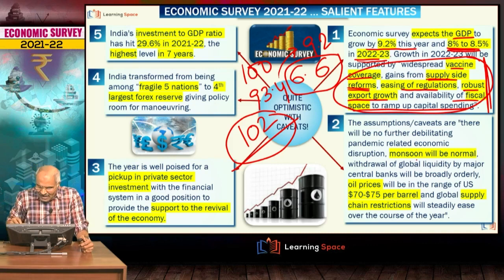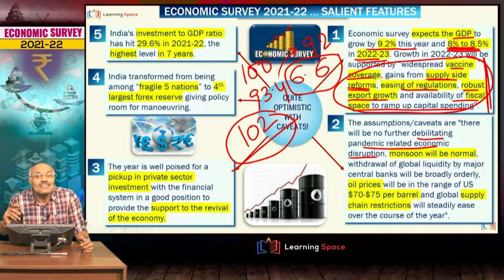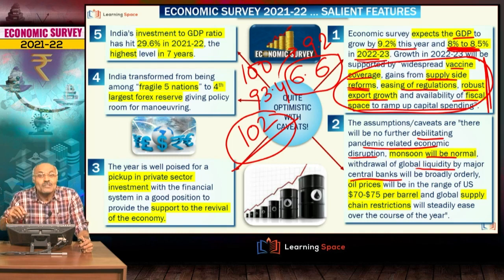Then of course there are some caveats also. That means this 8 to 8.5% growth is based on certain assumptions. Further, no more pandemic related economic disruption. Now Omicron is not able to do much damage, but we don't know. Tomorrow some variant may come. So therefore the expectation of this growth of 8 to 8.5% is that the pandemic related effect will be less. Then the second is that the monsoon will be normal, because agriculture is recording good growth rates, 3.6, 3.9, something like that.